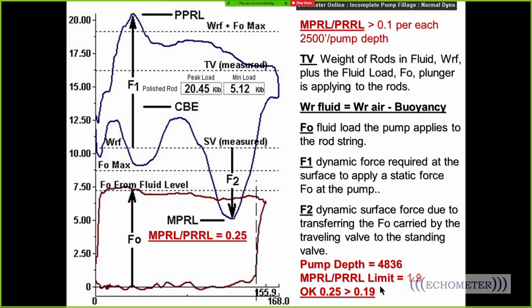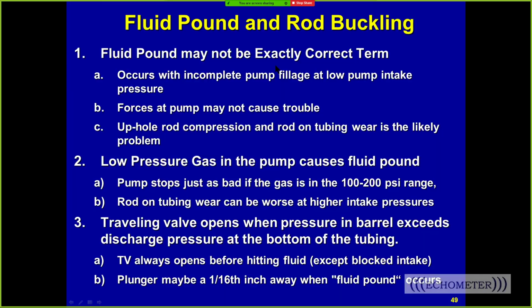Whenever you have incomplete pump fillage, then on that release of the fluid load on the rods, you get a decrease in the minimum load, and that's going to cause an issue with this ratio, and you'll see an increase in your failure rate. So watch out for this ratio of minimum polish rod load divided by peak polish rod load, and use that as a guideline. Try not to have your minimum load divided by your peak polish rod load be less than 0.1 per 2,500 foot of pump depth.